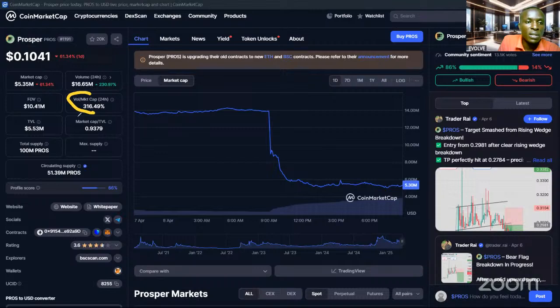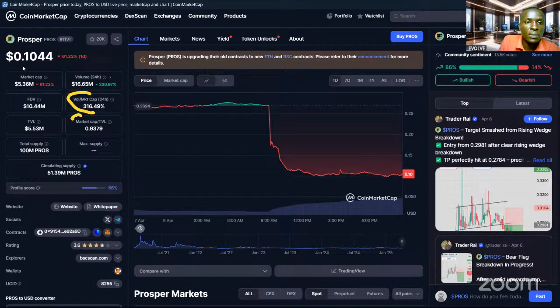What is the market cap? No, I want to check the price. Look at that. It has fallen today with negative 61%. Negative 61% just today. Do you know how much money has left this coin today? $5.3 million. It had about $12 million.